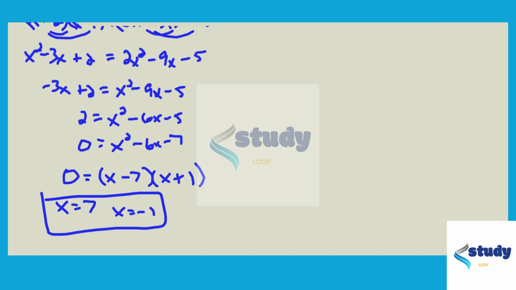But really, the negative 1 won't make sense, because if you check your answers, we're not going to want a negative side length, so I would not include that one. I would just say 7.